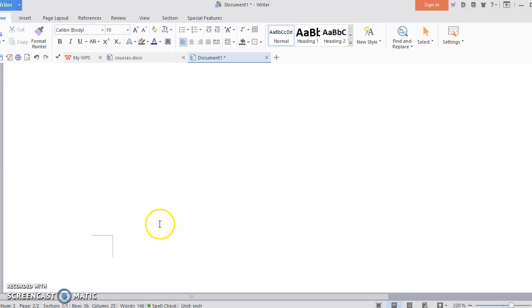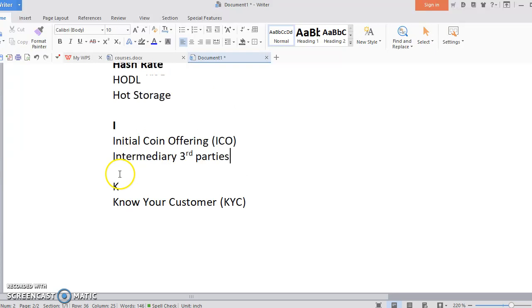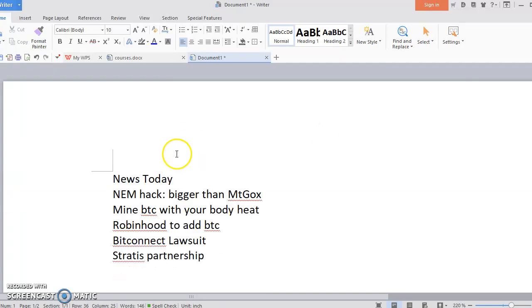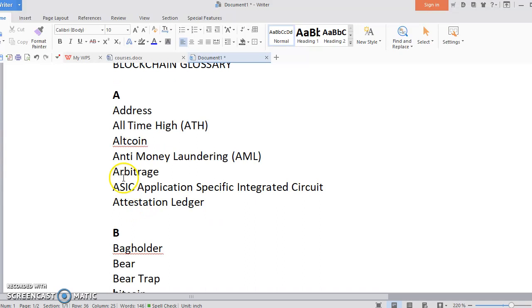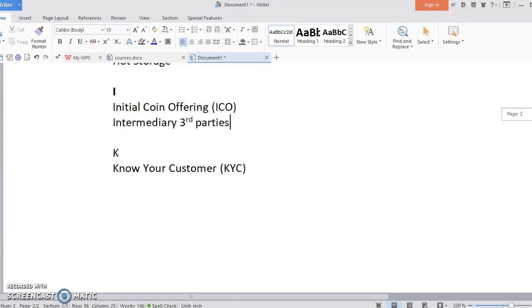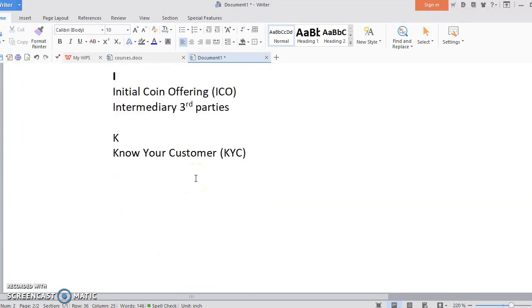And then you have KYC. KYC is know your customer. It's almost the same, and also in line with AML, anti-money laundering. These are things that require a certain enterprise or blockchain startup to actually identify who is investing in their project.